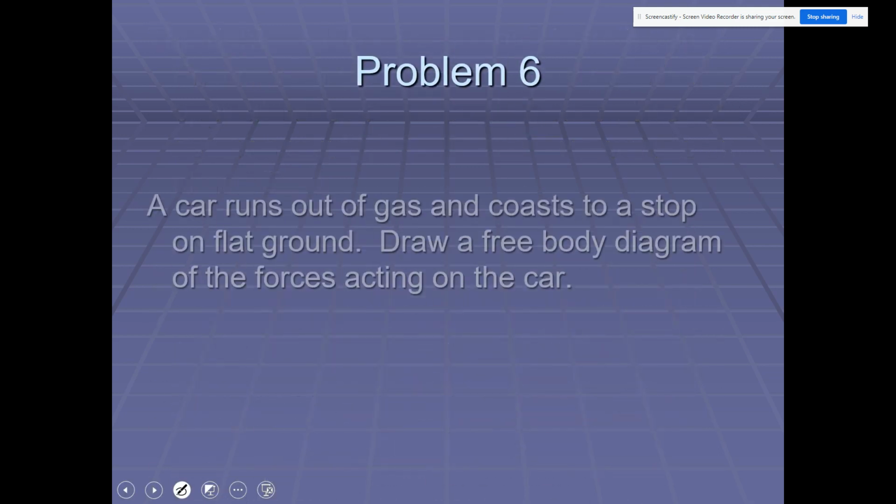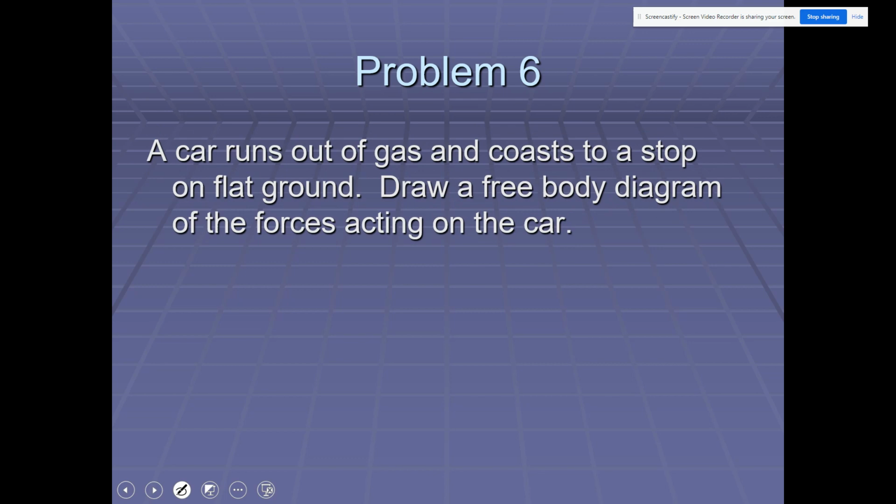Alrighty, problem number 6. Car runs out of gas and coasts to a stop on flat ground. Draw a free body diagram. Okay, I'm going to draw a free body diagram of the car. I know there's a force of gravity going down. I know there's a normal force going up at about the same size.